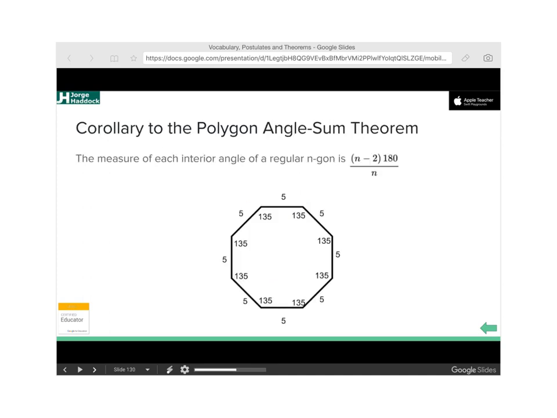The corollary to the polygon angle sum theorem states that if a polygon is regular, then I can find the measure of each angle by multiplying n minus 2 times 180, divided by n. To be a regular polygon, all the angles have to be exactly the same, so I just divide by how many angles. So let's see these theorems in a couple of examples.